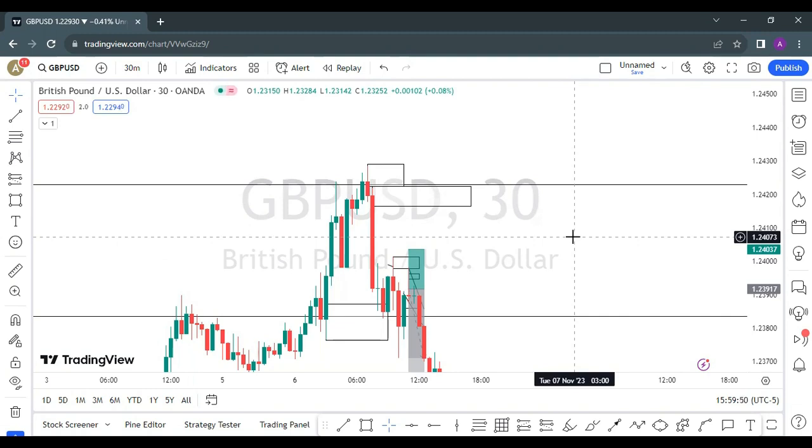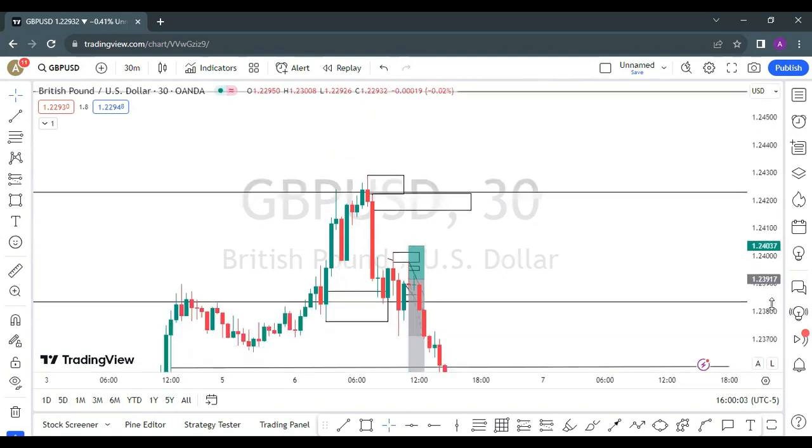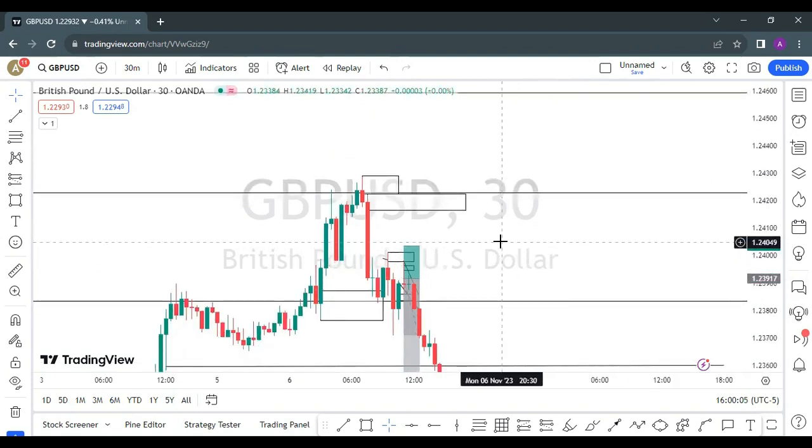Are you getting the point? Yes, please. So always we have higher time frame analysis and we do what? We have lower time frame entry. You must make sure both move hand in hand.